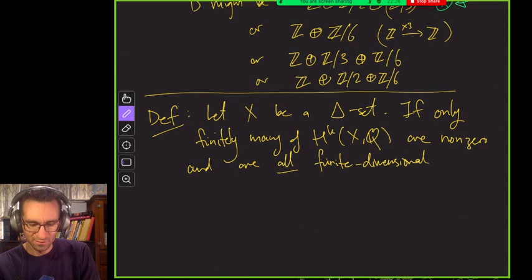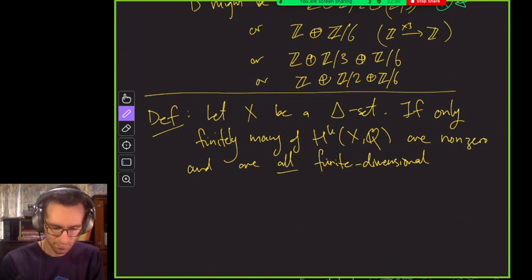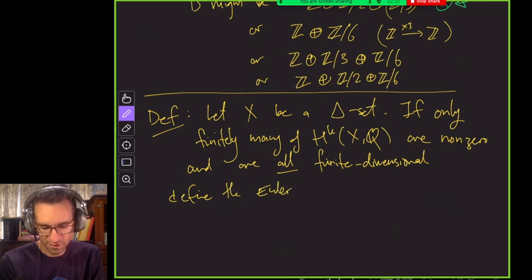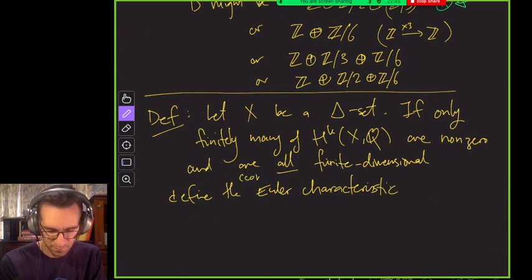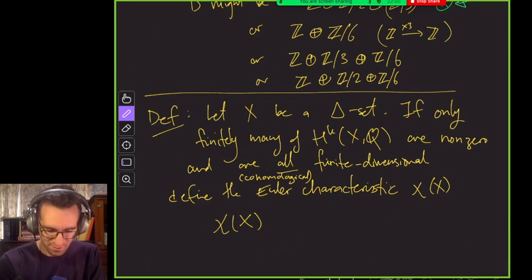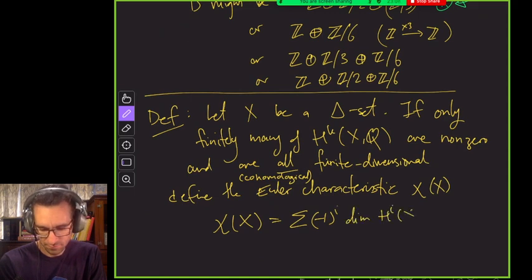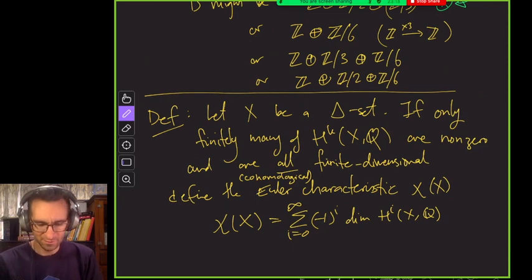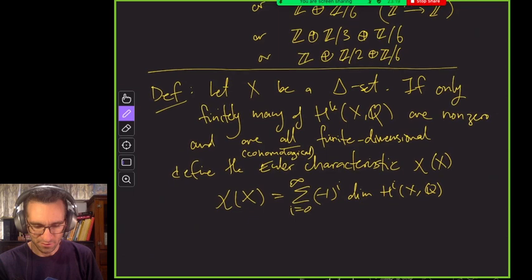And they're all finite dimensional vector spaces. We can define its Euler characteristic. You might think of this as the cohomological Euler characteristic. It's going to be chi of x. That's lovely. Chi of x is the alternating sum. So this sum is actually finite, but I'm not going to specify what it goes up to. So eventually it stops.